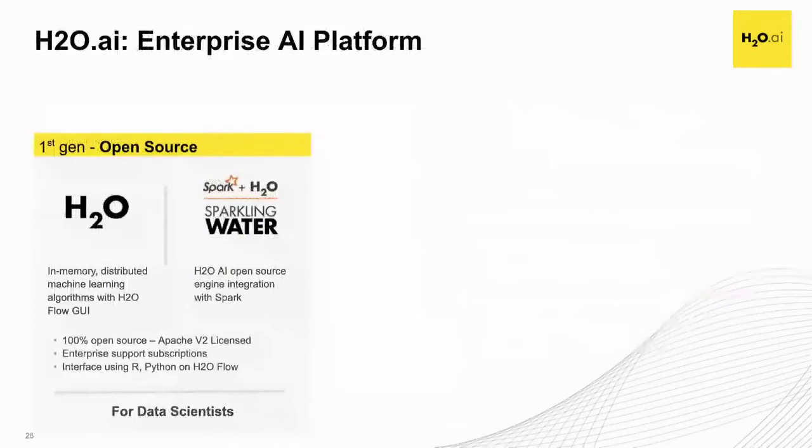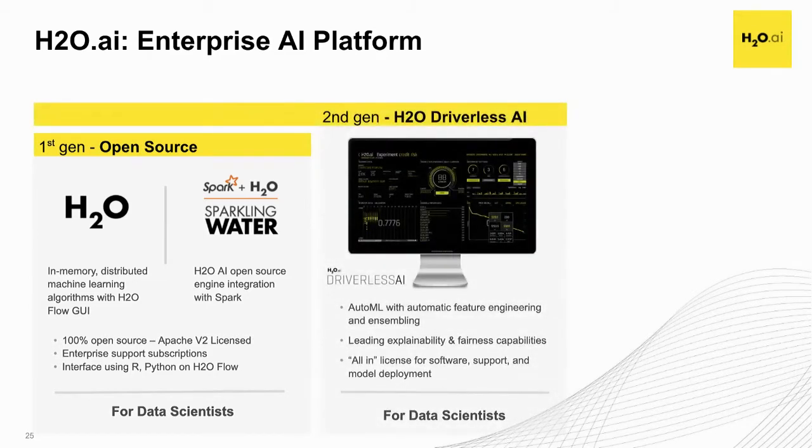Just a quick review of AI platforms at H2O. Our first generation of platforms is around the open source. We have a tool called H2O, sometimes also referred to as H2O-3, not to be confused with the company. It's the third version of H2O, a distributed, in-memory set of machine learning algorithms. This can work in Hadoop, in Spark, and now in Kubernetes.